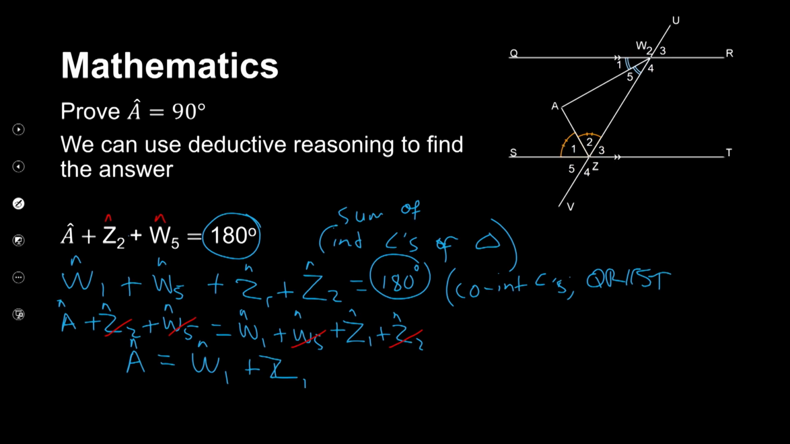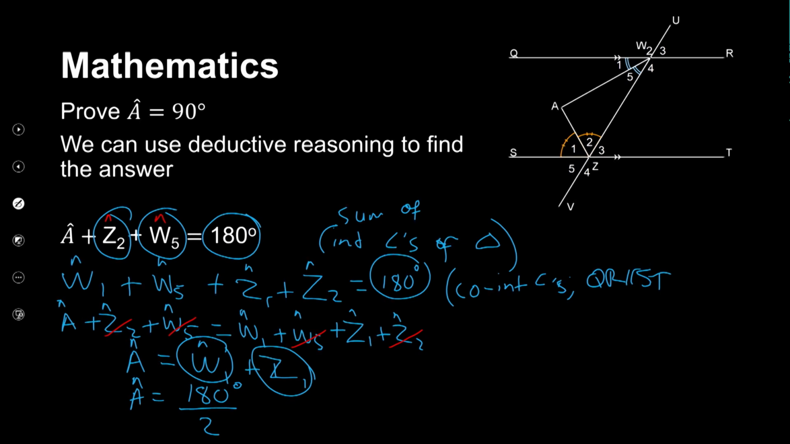So what that tells me is this will be A is equal to 180 degrees, right? Divided by 2. Because of the fact that Z1 is the same as Z2 and W5 is the same as W1. So I can then say I have 2 of that, in order to make sure that I understand what I am trying to do here, right? So that's what I can then say, and that's how I can try and prove this.